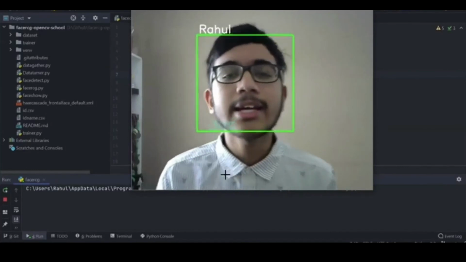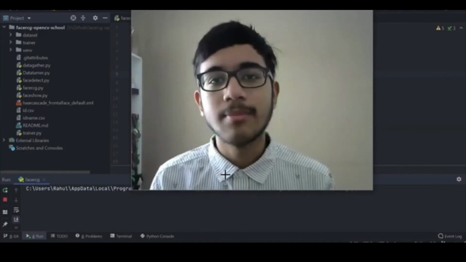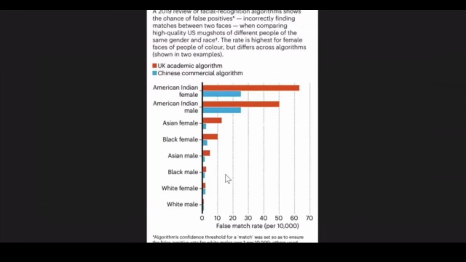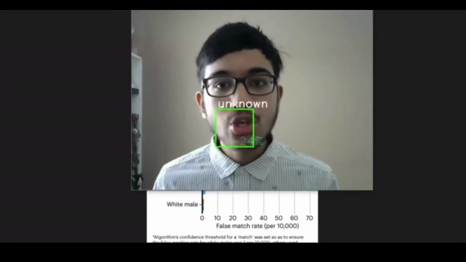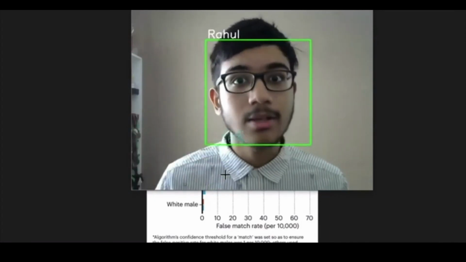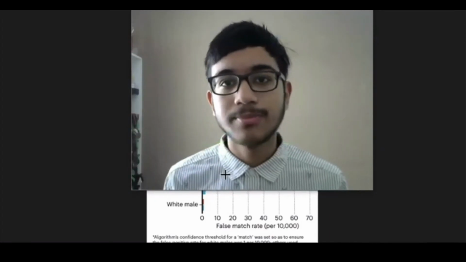A study by NIST in the US confirms this claim. In a vast study which they created on two algorithms, one UK academic and one Chinese, it is seen that American Indian females and males are misattributed 60 and 50 times out of 10,000 people, respectively. This shows the bias which already exists in commercial and academic facial recognition technology.